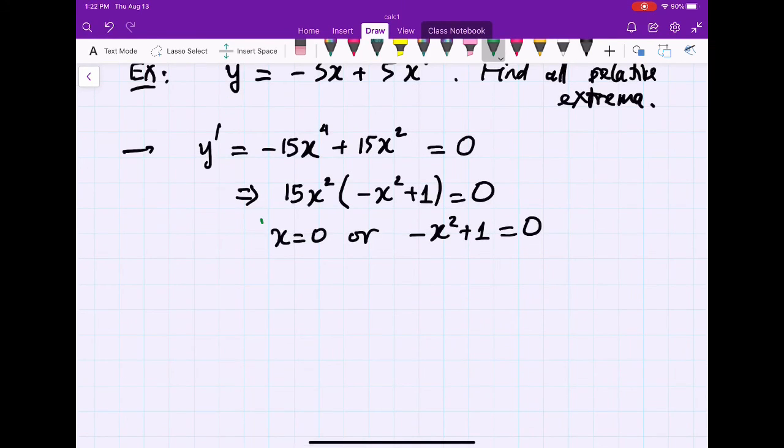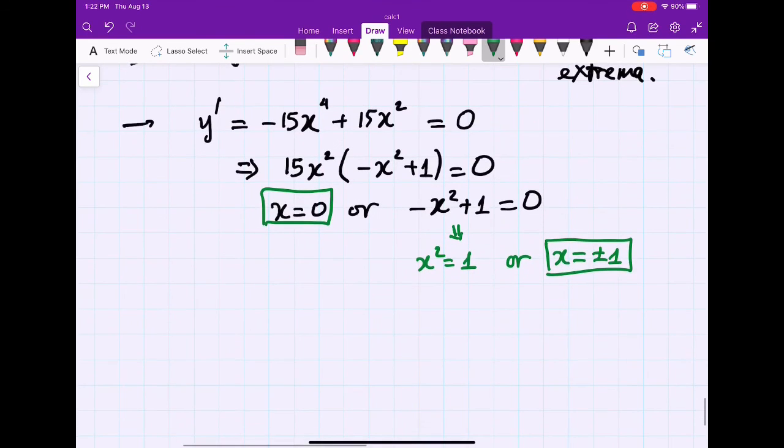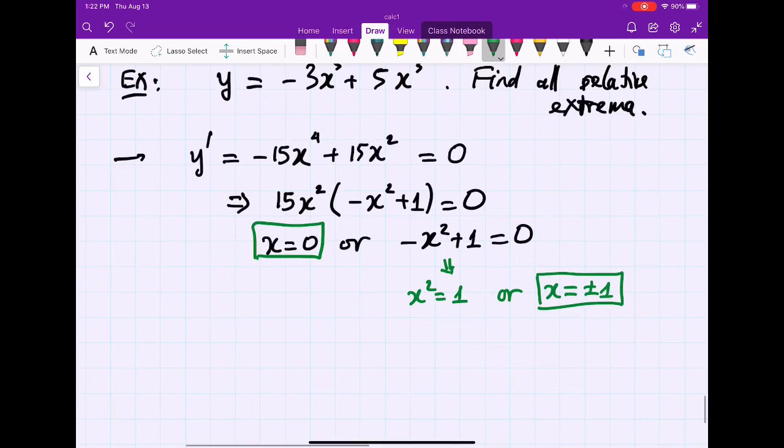So we are good with 0. For the second one, I get x squared equal to 1, or x equal to plus minus 1. So you see we have 3 critical points, right? Which is good. Now we don't need to consider the side, right?